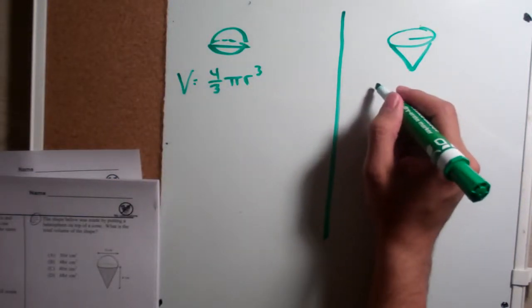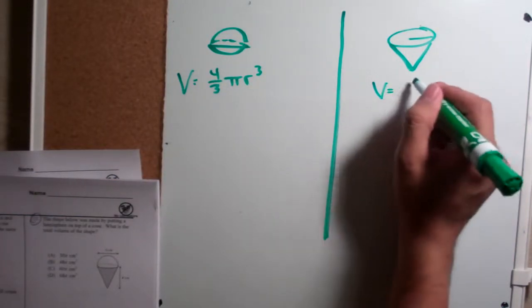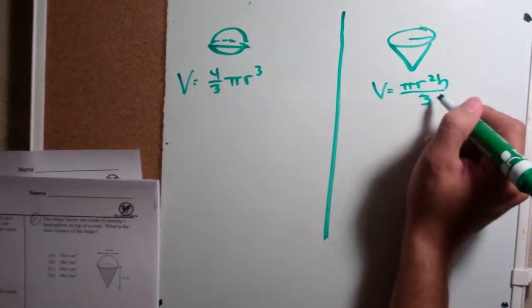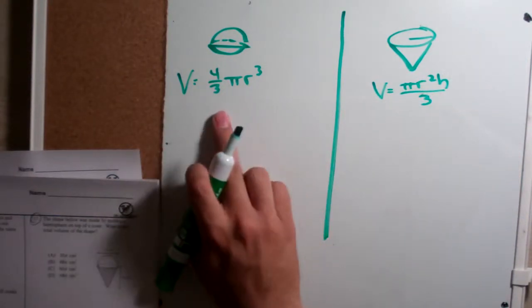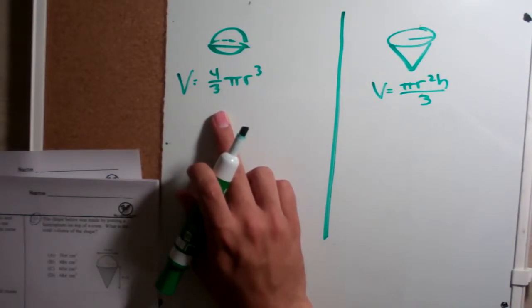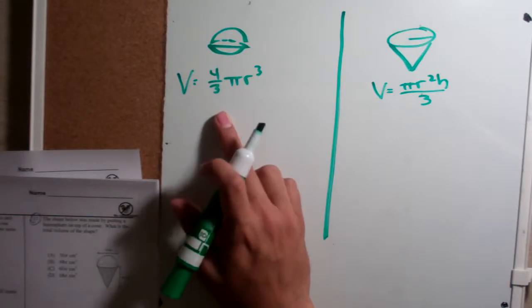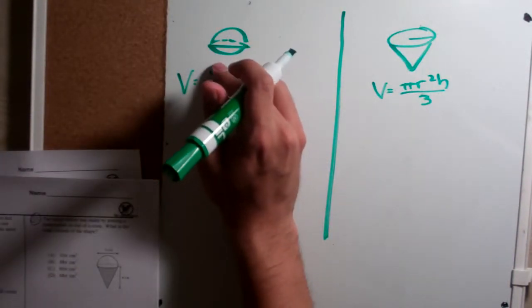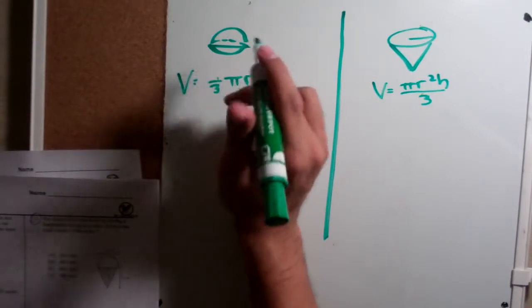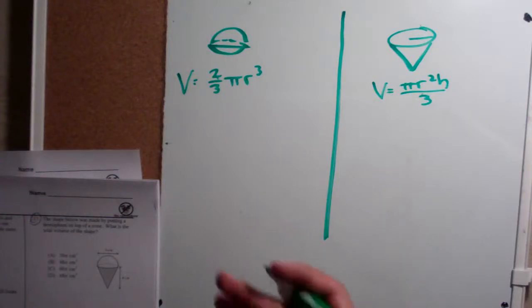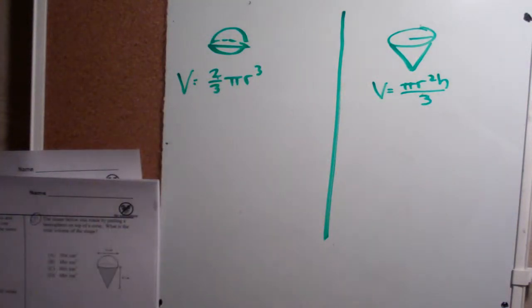Okay, for a cone, remember it's just a cylinder, but divided by 3. Okay. Now, the thing is, for a sphere, it's 4/3 pi r cubed, but for a hemisphere, it's going to be half of that. What you could do is try to find this and divide it by 2, but let's go ahead and make this for half of it. So this will be 2/3 instead. All I'm doing is just taking that 4 and dividing it by 2, which is 2.